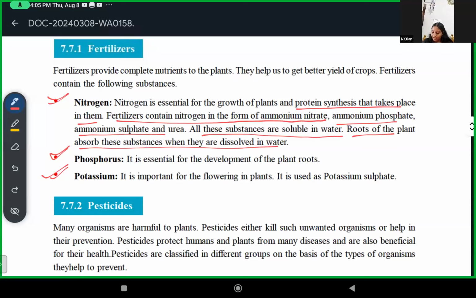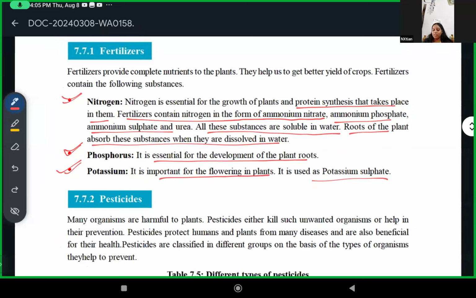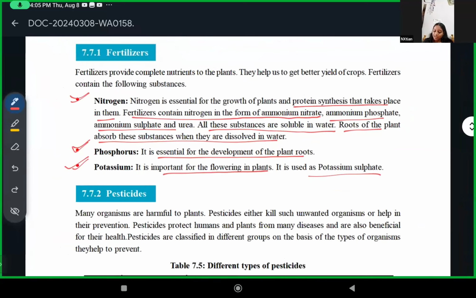Okay, then phosphorus. This is essential for development of plant roots. Then potassium. This is important for flowering in plants. Now potassium is used in the form of potassium sulfate in the plants. All right, so this is the composition of all these things in the fertilizers.